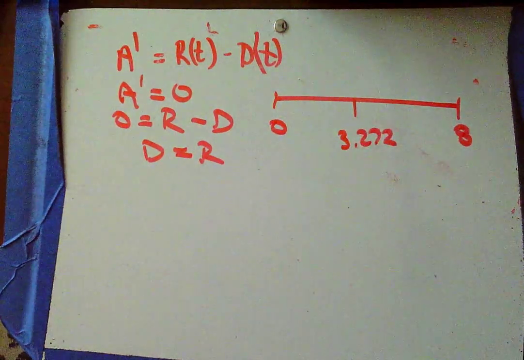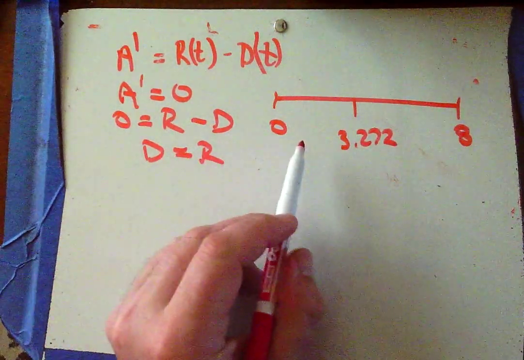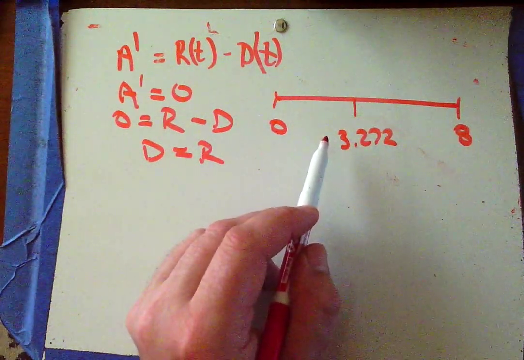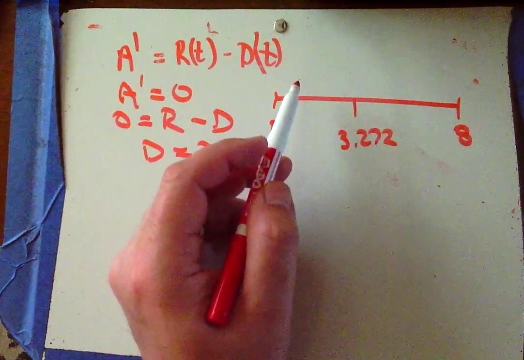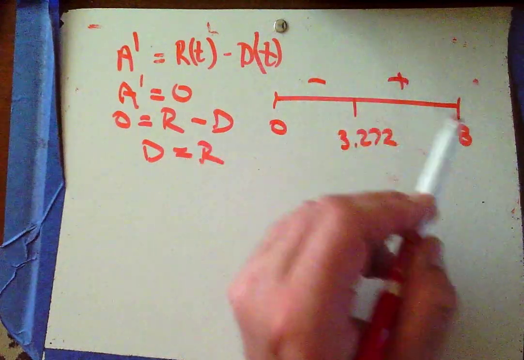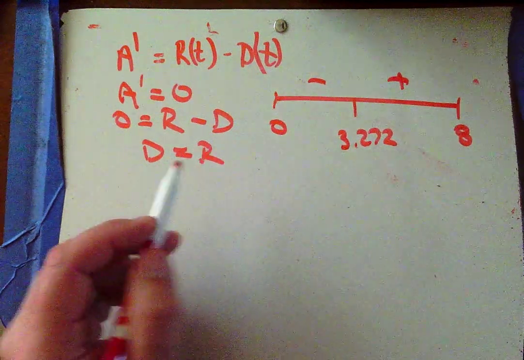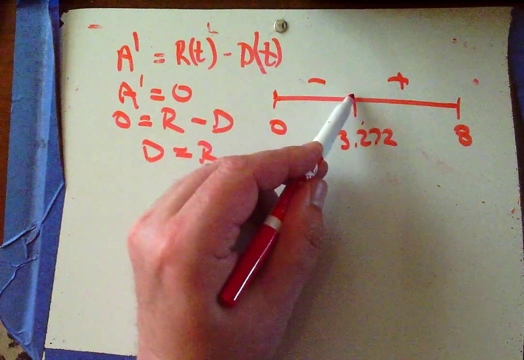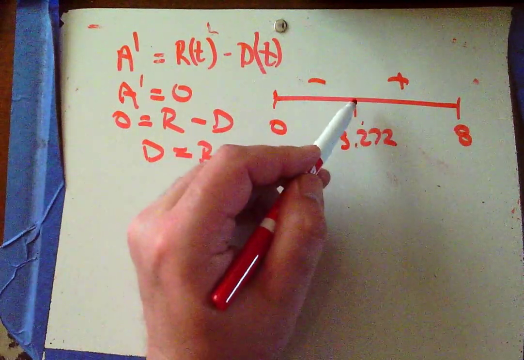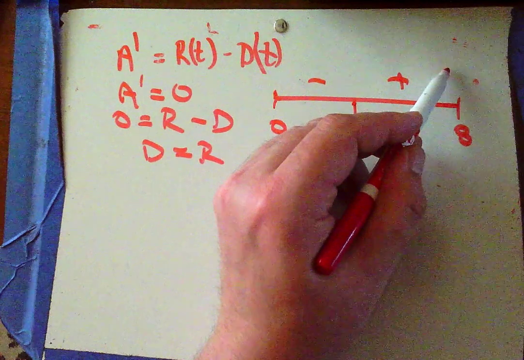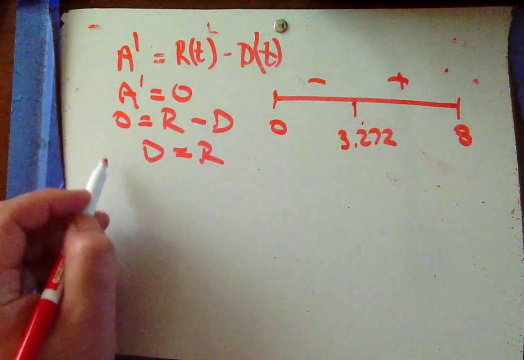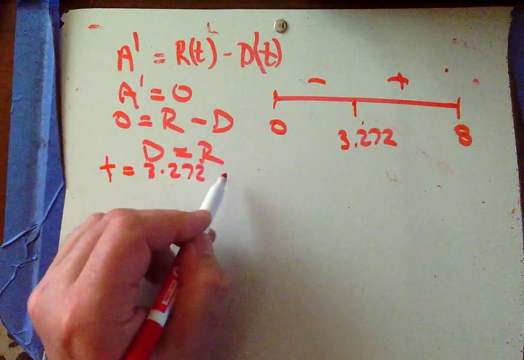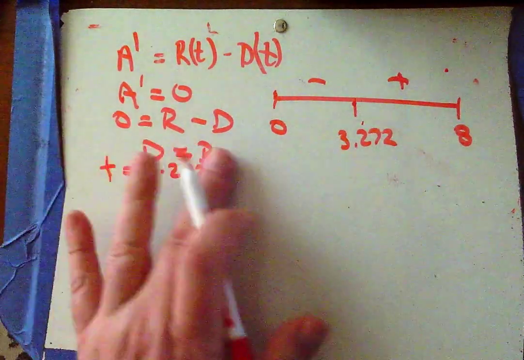3.272. If I check A prime on either side of this, I get a minus over here and a plus over here. So I know that this is my minimum. The amount is decreasing until this time, and after this time, the amount is increasing. And so t equals 3.272. Did they want an absolute minimum? No, they just said a minimum.